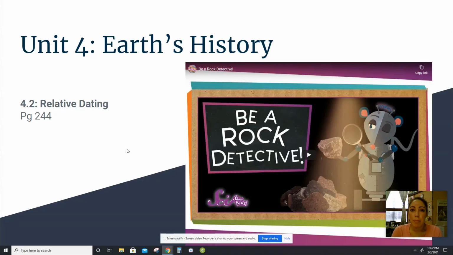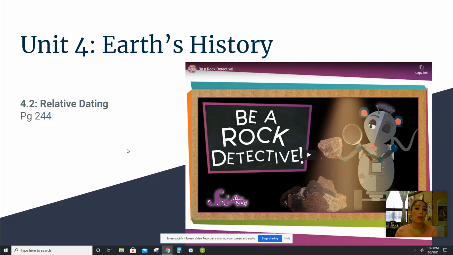Today, we're going to talk about relative dating, which is how scientists can estimate the order of rock layers in any given outcrop of rocks. So, we're going to talk about a few different rules with relative dating and what that means to scientists.